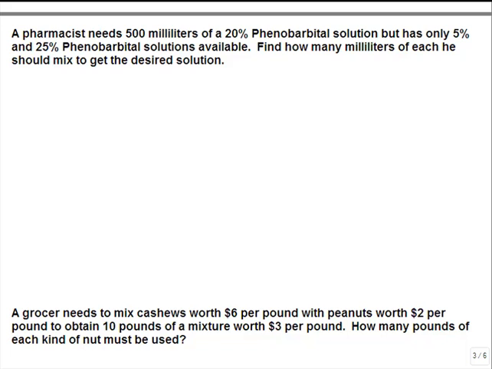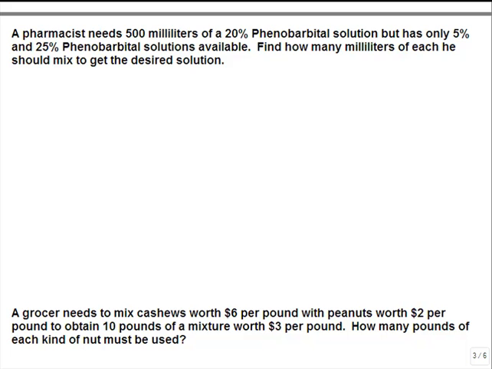This one says that a pharmacist needs 500 milliliters of a 20% phenobarbital solution, but has only 5% and 25% solutions available. Find how many milliliters of each you should mix to get the desired solution. So let's draw a diagram or a picture of what's going on.